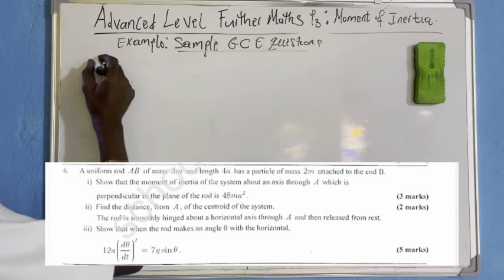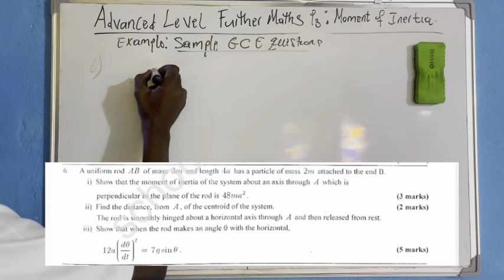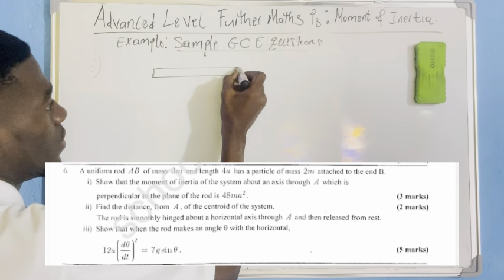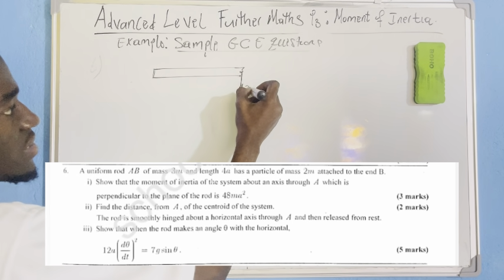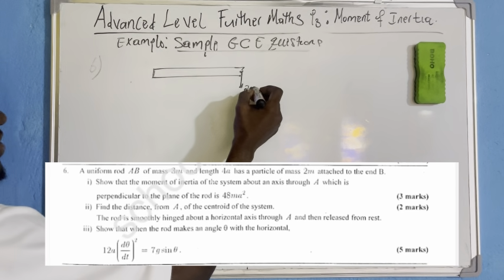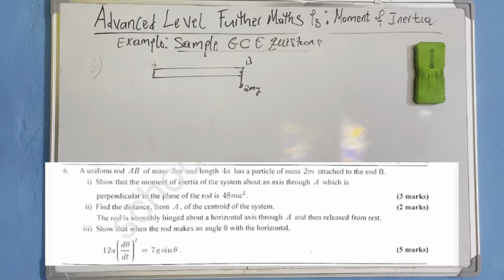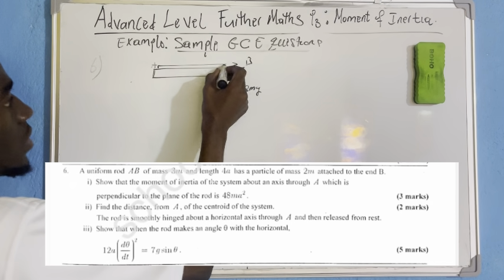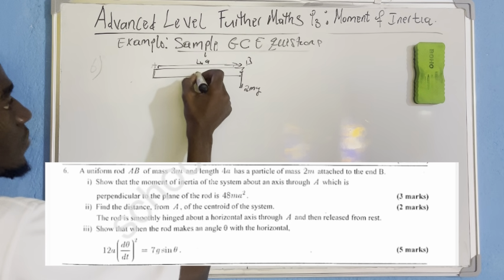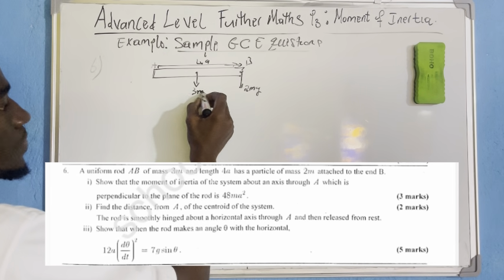The first thing you're supposed to do here is to draw the rod like this. Then I have a mass at the end of the rod, which is 2m, so it has a weight of 2mg here. The rod is AB, A to B, and the mass is at point B. The length of the rod is 4a. The mass of the rod is 3m, and its weight acts at the center, so here it will be 3mg.